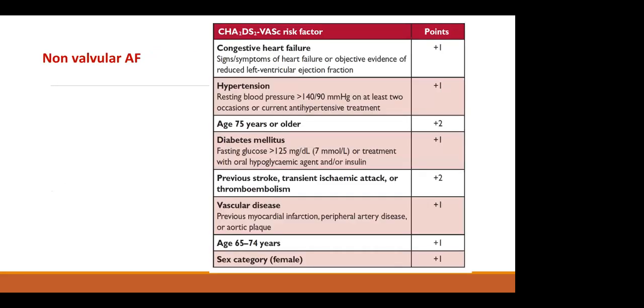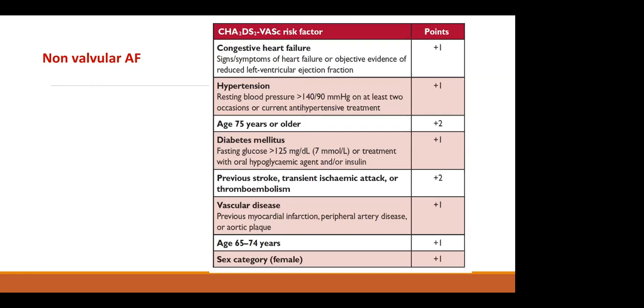This is a score or the risk calculator. C stands for congestive heart failure, H for hypertension, A if the patient's age is 65 to 74, so he takes 1 point, but if he's 75 years or older, he takes 2 points. D is diabetes, S for stroke or any thromboembolism. If there is a TIA or any peripheral embolization, he takes 2 points.